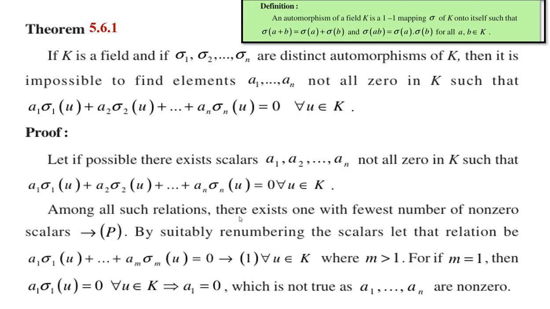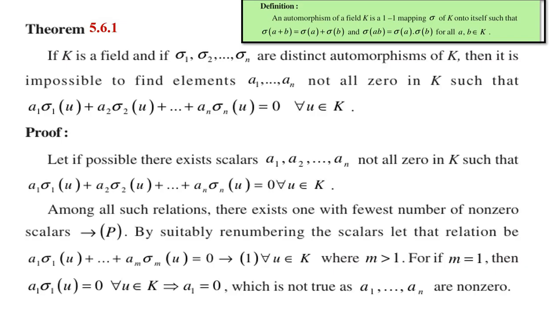Now among all such relations there exists one with the fewest number of non-zero scalars. What is the meaning of this? You would have come across such a statement already when you proved that characteristic vectors are linearly independent in UG, maybe in section 6.2 in Herstein's book. The same concept, the same technique, is used here. So among all such relations, we do not know, we have the linear combination equal to 0 in which we have said not all are 0. How many of them are 0? We don't know.